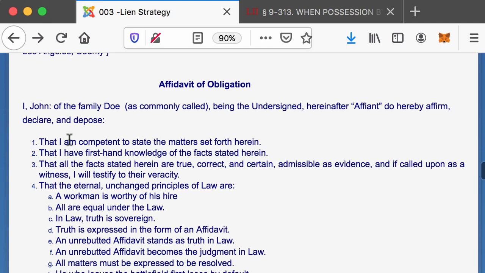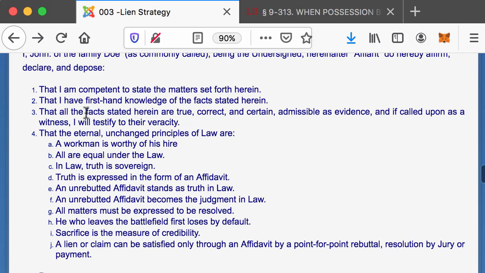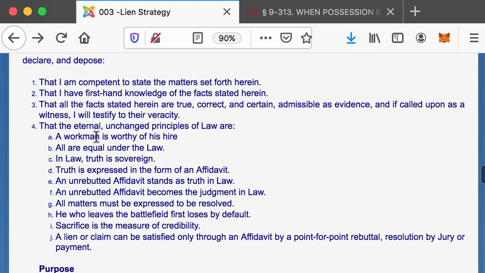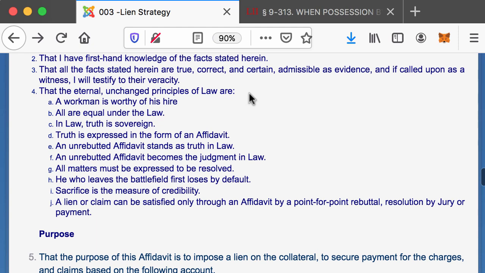I, John, of the family Doe, as commonly alleged, being the undersigned, hereinafter affiant, do hereby affirm, declare, and depose that I am competent to state the matters set forth herein, that I have first-hand knowledge of the facts, that all the facts stated herein are true, correct, and etc. And then we get into the maxims of law, that the eternal, unchanged principles of law are, and then they list the maxims of law. A workman is worthy of his hire. All are equal under the law.